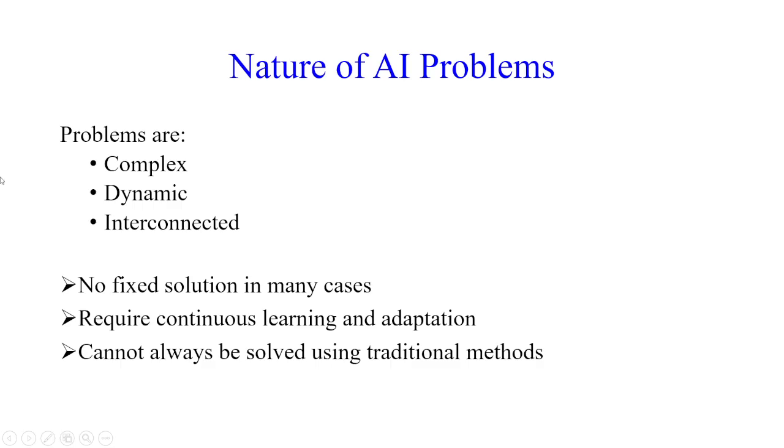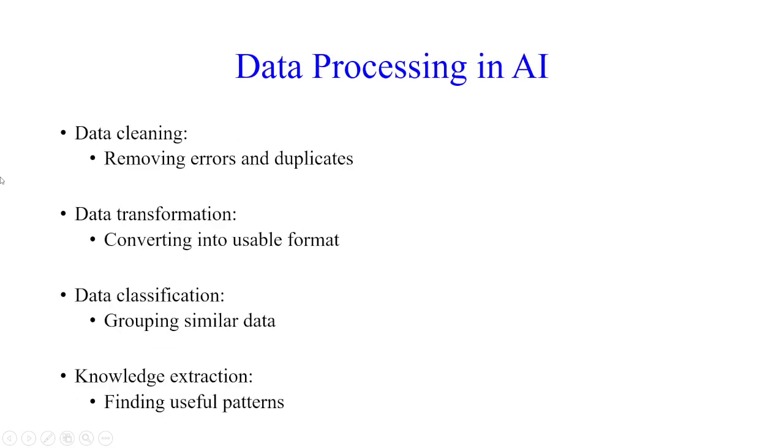Next, we will discuss data processing in AI. Having data is one thing, but processing the data is where the real work happens. Raw data is never ready for AI directly, so it needs to go through several steps.